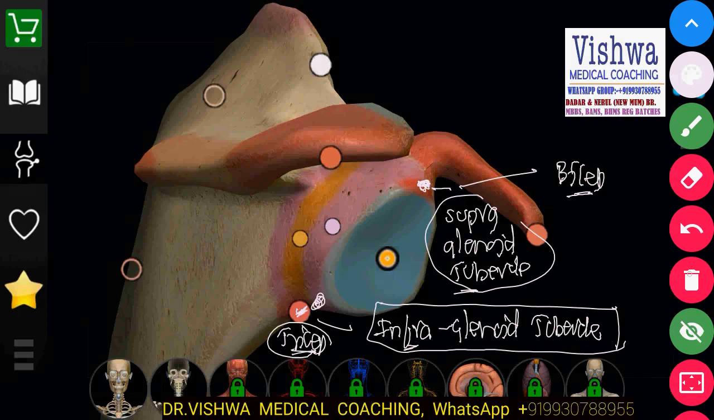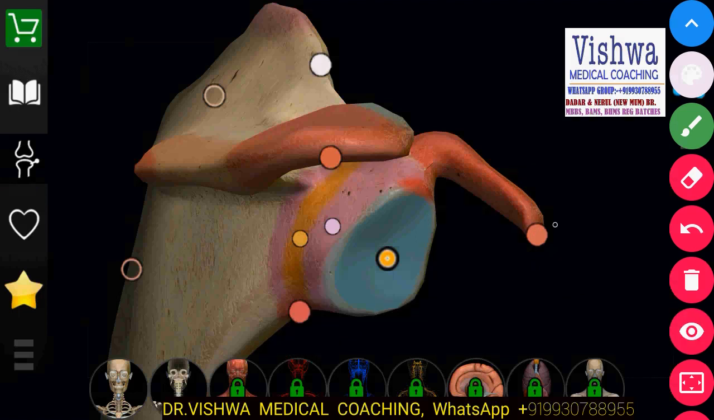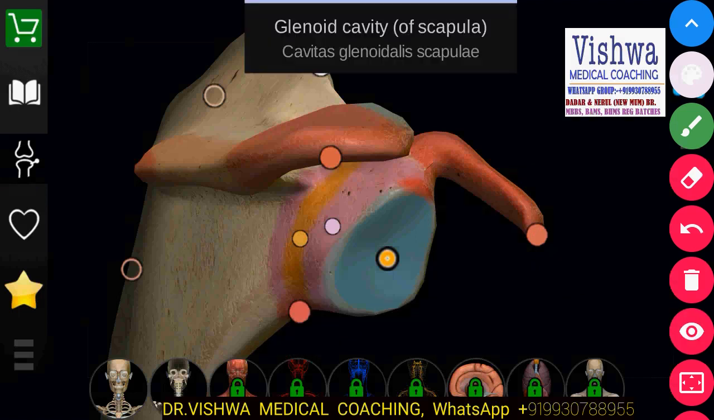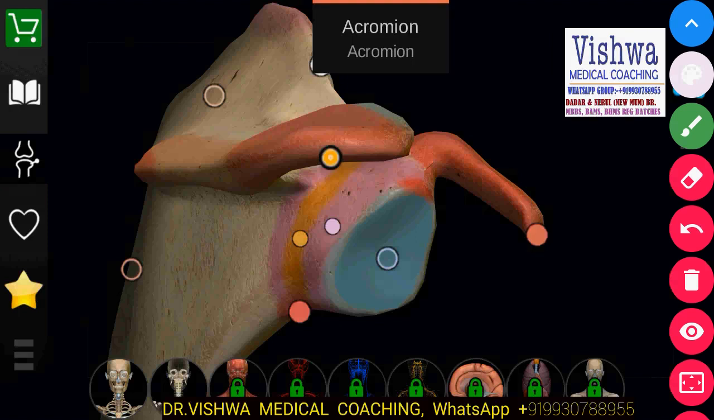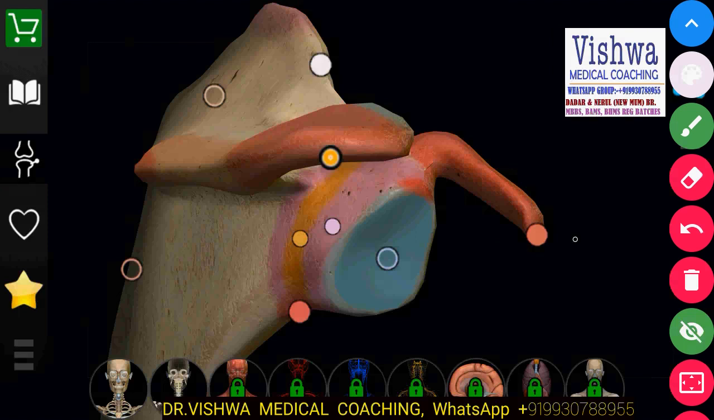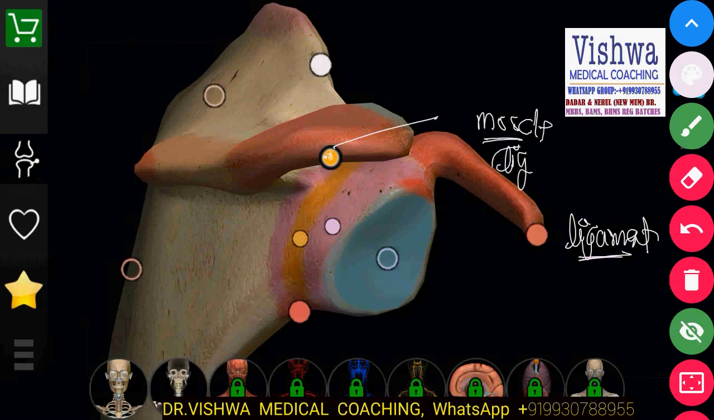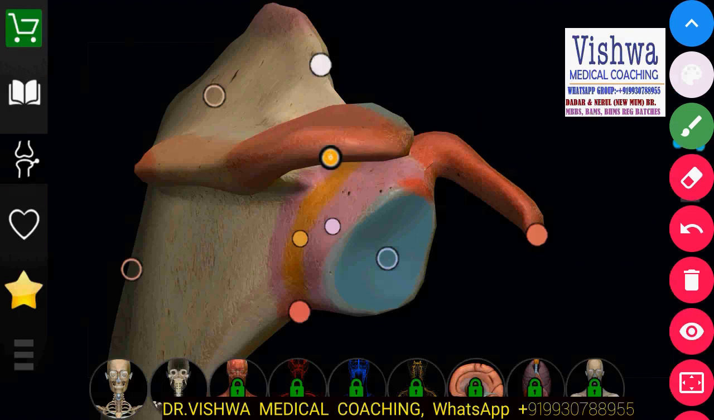We have 2 processes, if you can see. This one is a coracoid, so this is not the glenoid cavity. This is a coracoid process, right? And this one is an acromion process. 2 processes which give attachment to so many ligaments: coraco-acromial ligament, coraco-humeral ligament. The acromion process gives attachment to so many muscles as well as ligaments. So it is easy to understand.